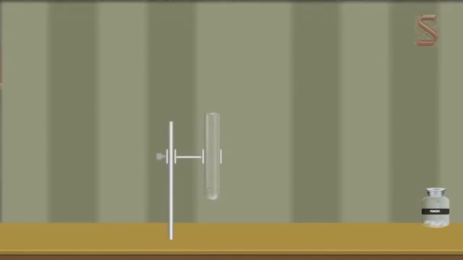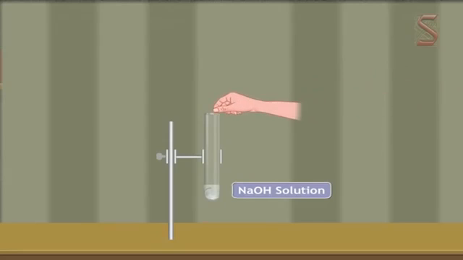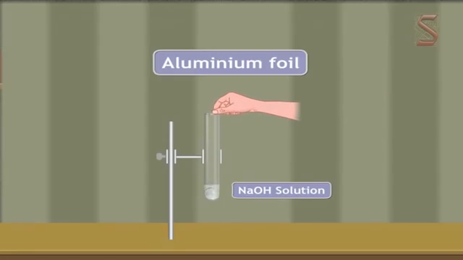Prepare a fresh solution of sodium hydroxide in a test tube by dissolving 3 or 4 pellets of it in 5 milliliters of water. Into this solution, drop a piece of aluminium foil.